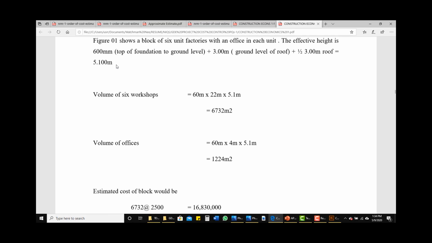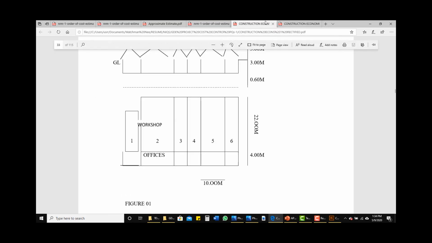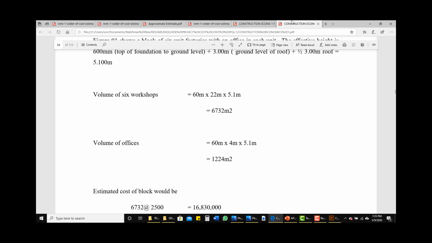So we multiply the length, which is 60 meters, like I've explained here. 10 multiplied by 6 gives us 60 meters. Then multiply by 22, which is the breadth of the workshop.